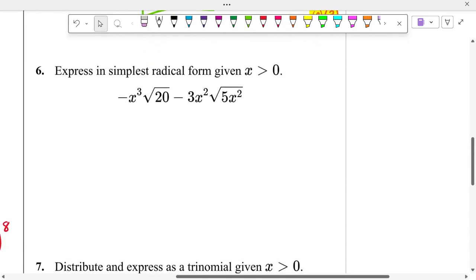Do I need to do number 6? It's really similar to number 5. Speak now, forever hold your peace. All right.